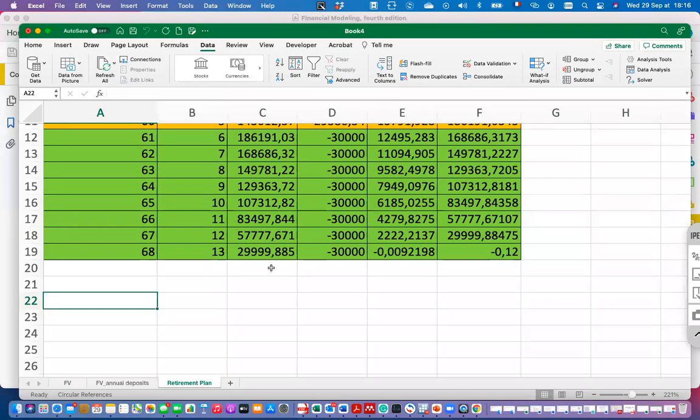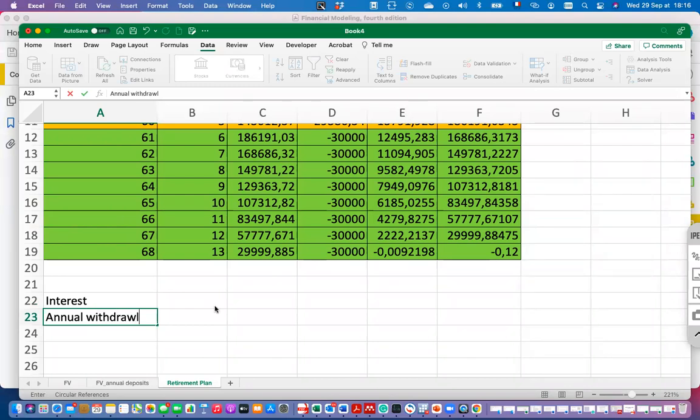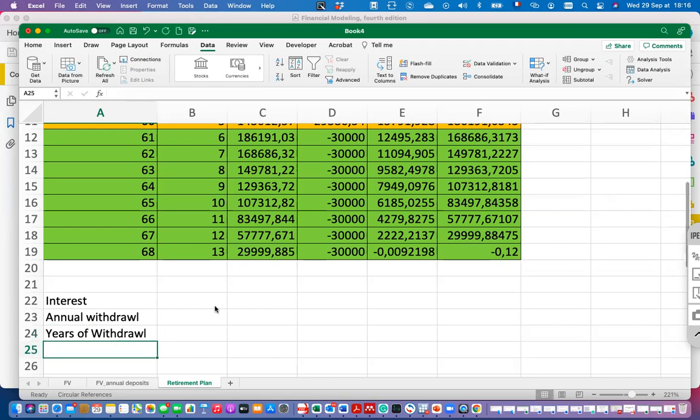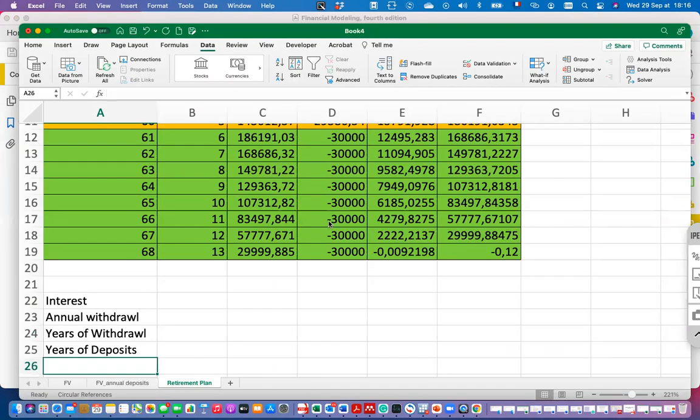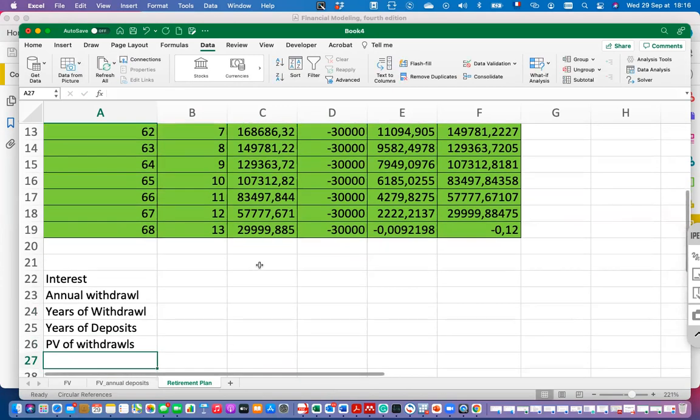The inputs that we need are the interest, the annual withdrawal, the years of withdrawal, and the years of deposits. Then we have to compute the present value of withdrawals, and finally we can find the annual deposit.